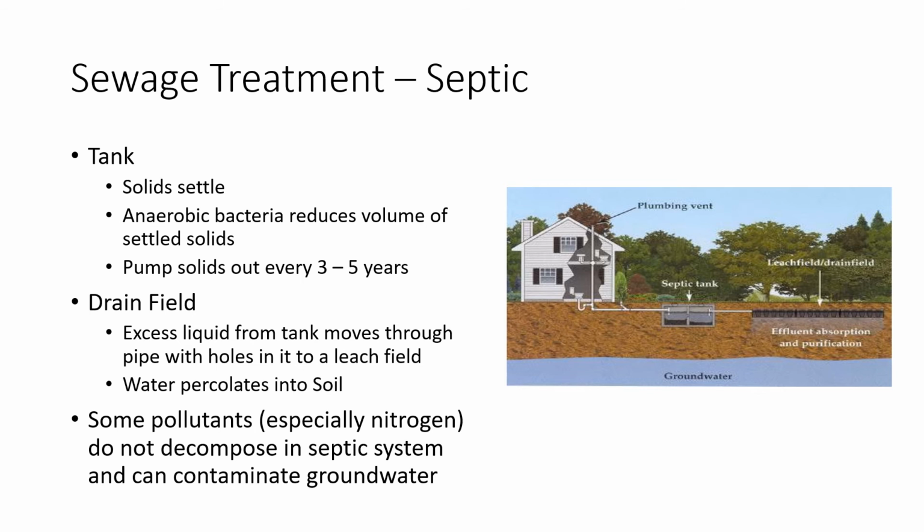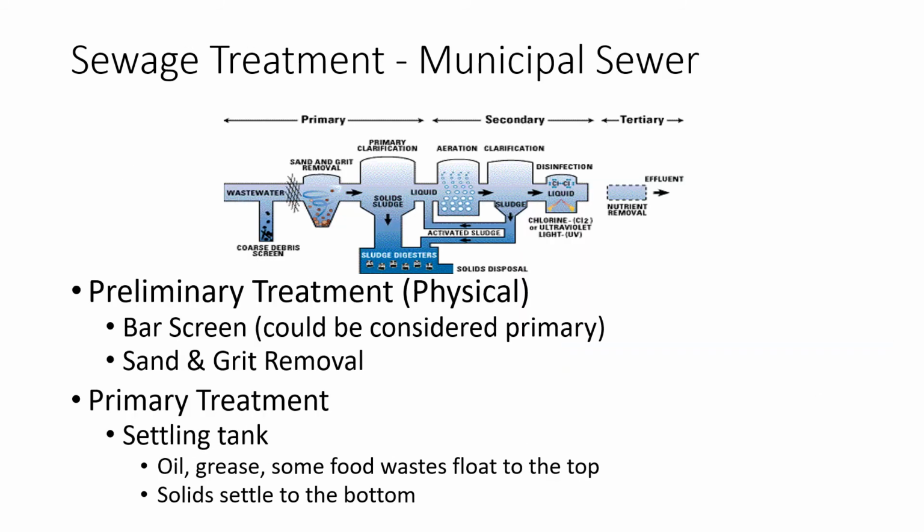So, septic can be an issue, but it's very common in more rural areas. The municipal sewer, this is what most places have in the city, right? And all of the waste flows by gravity to the sewage treatment plant, and then it goes through a series of steps. So the first step being a preliminary treatment.